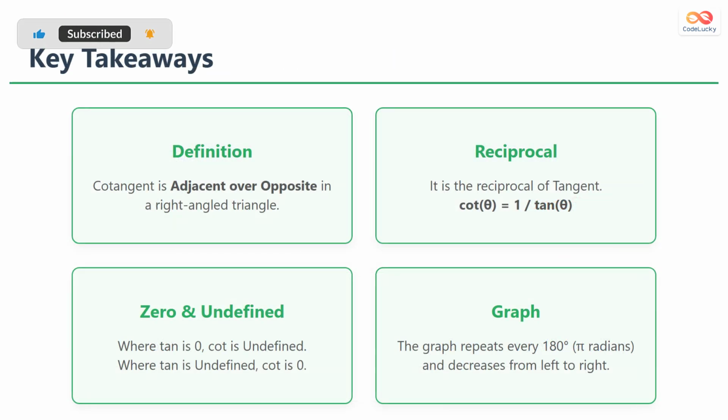To summarize, remember these key points. Cotangent is adjacent over opposite. It is the reciprocal of tangent. It is undefined whenever tangent is 0. And finally, its graph repeats every 180 degrees. Understanding these basics will help you solve more complex trigonometric problems.